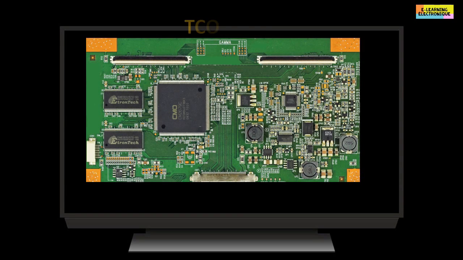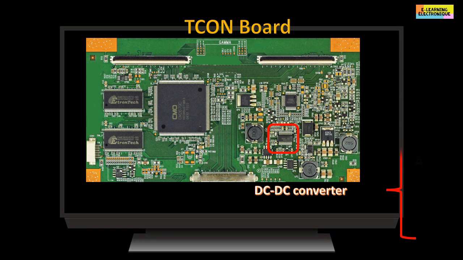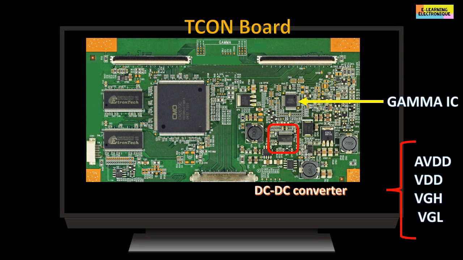In a previous video, we saw the role played by the DC-DC converter of the TCON board in the production of the 4 voltages necessary for the operation of the LCD screen. Now, we are going to look at another essential component of this board. It is an integrated circuit known under the term of gamma chip. This chip plays an important role in the control of the quality of the image.